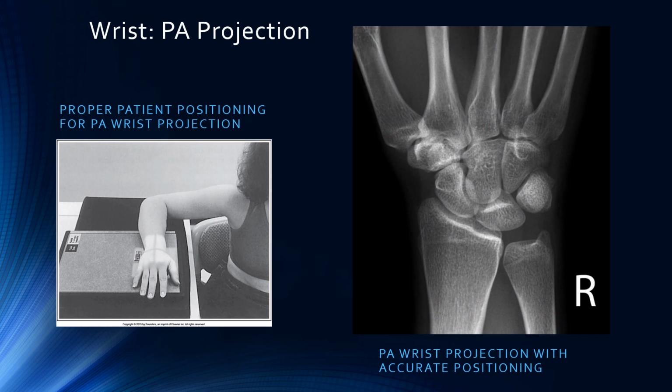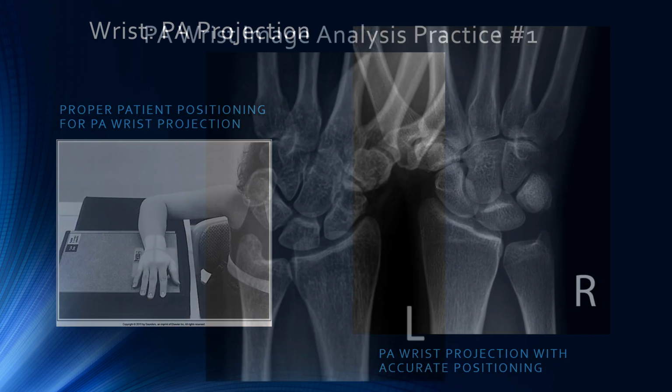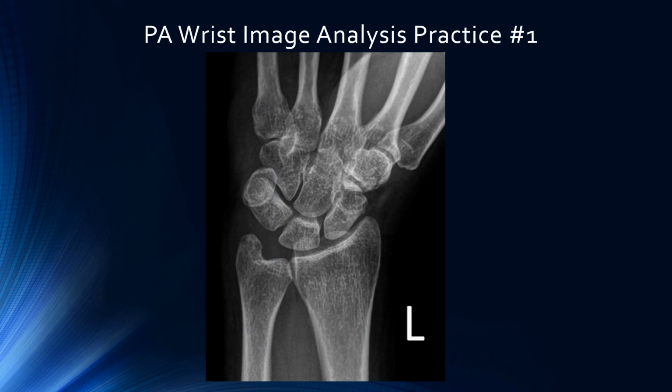We're starting with PA projection. These are proper positioning and image for wrist. Here is a PA wrist image analysis, practice number 1. What do you guys think?